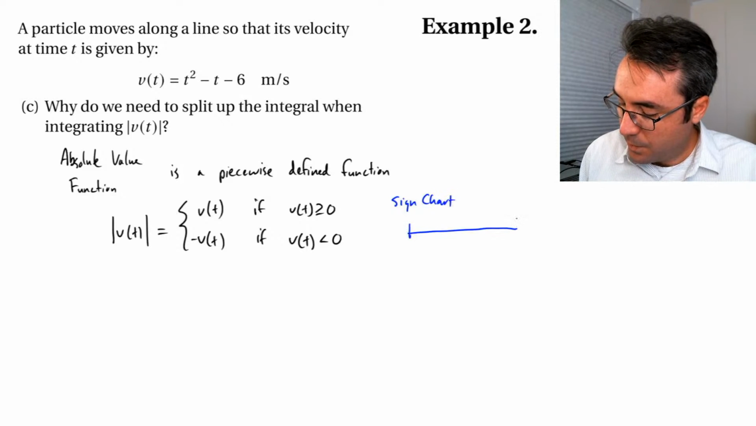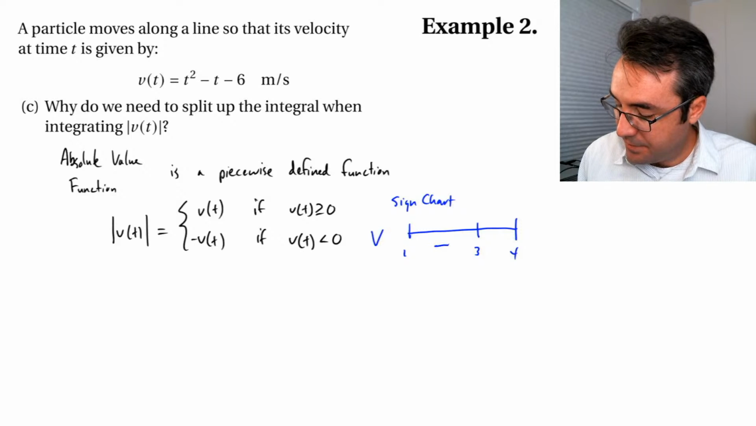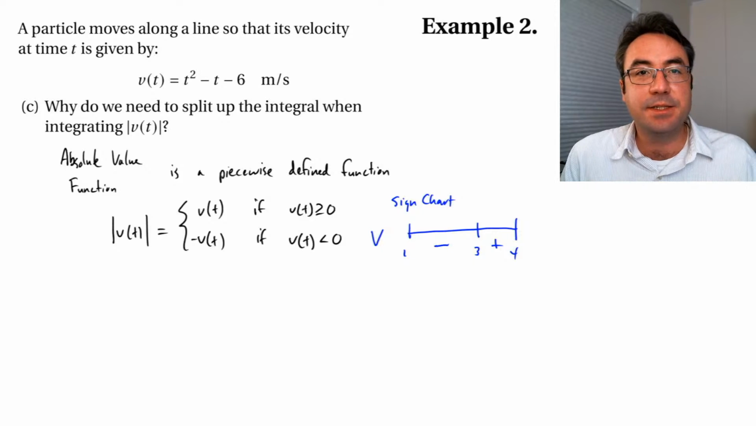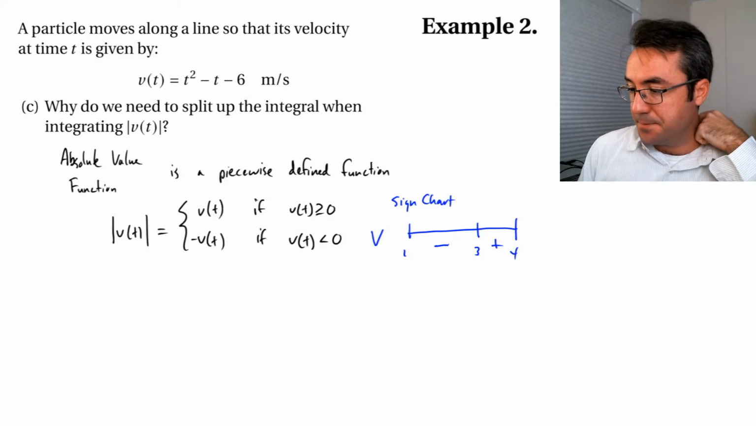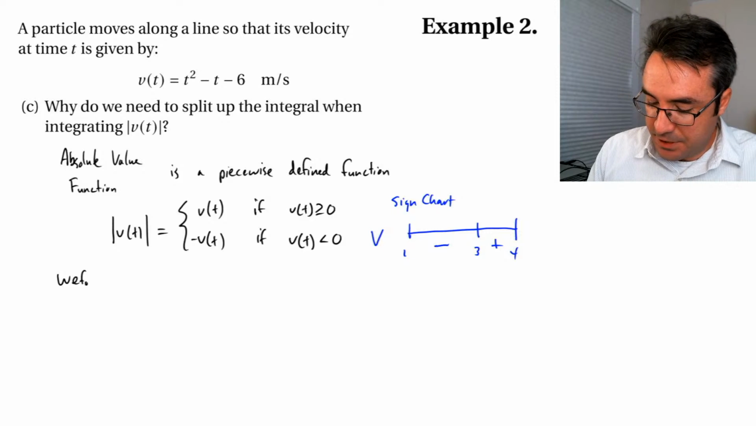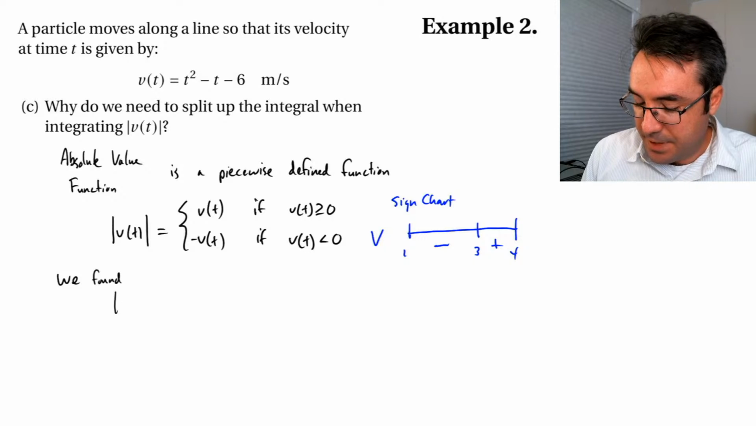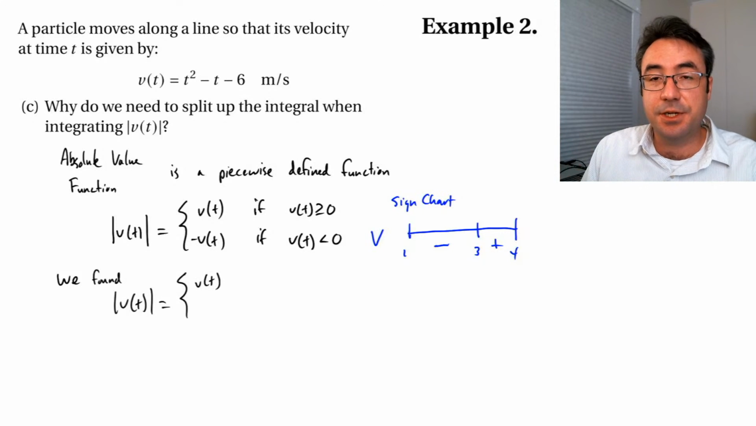Well, we had the interval from 1 to 4. We plotted 3, and then we found that velocity was negative on this interval and positive on this interval. So when velocity is negative, the absolute value function is defined a little bit differently. Essentially what we found is that the absolute value of the velocity in this case is defined to be the velocity function.